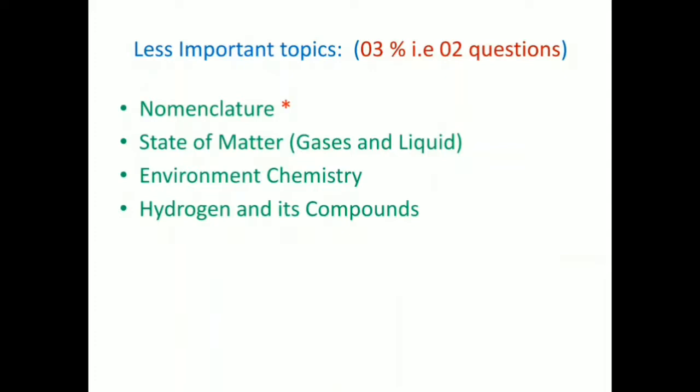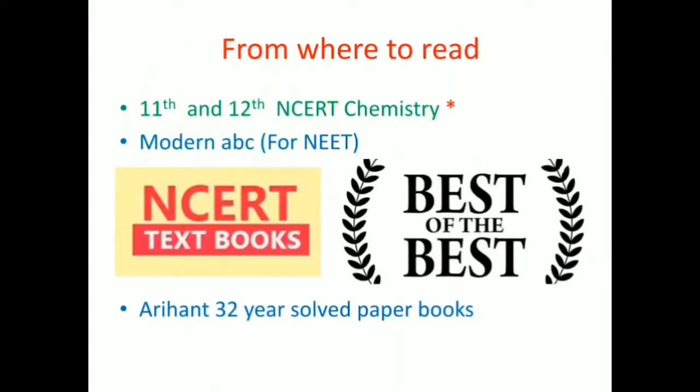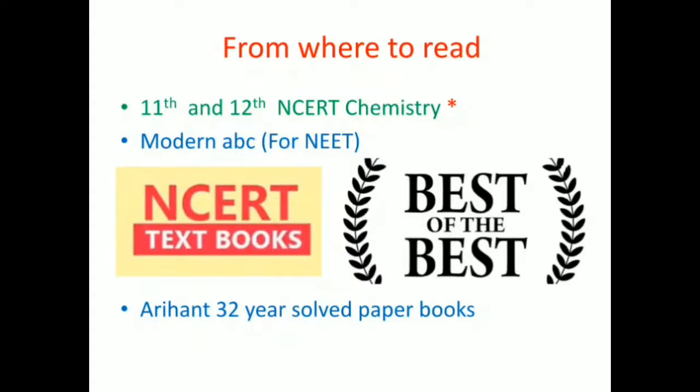So you know what to study, and now we'll find out from where to study. Your NCERT is the best of the best, that is, 11th and 12th NCERT chemistry. I have marked it with an asterisk saying that this is the most important thing required. For the MCQ part, you can purchase Modern ABC for NEET or Arihant 32-year solved papers. But I am not marketing this part. Let's go ahead. Now you know what to study and from where to study.